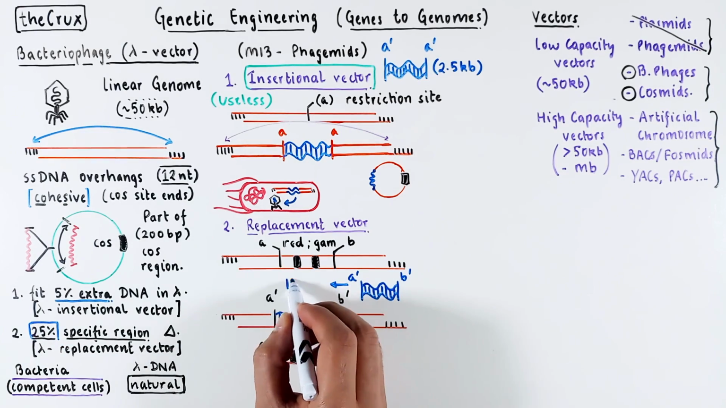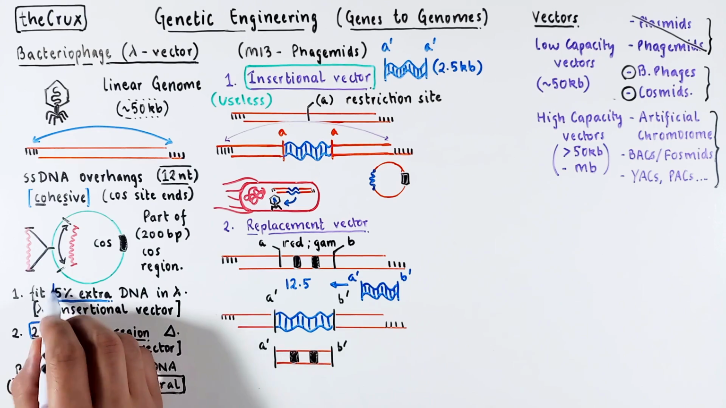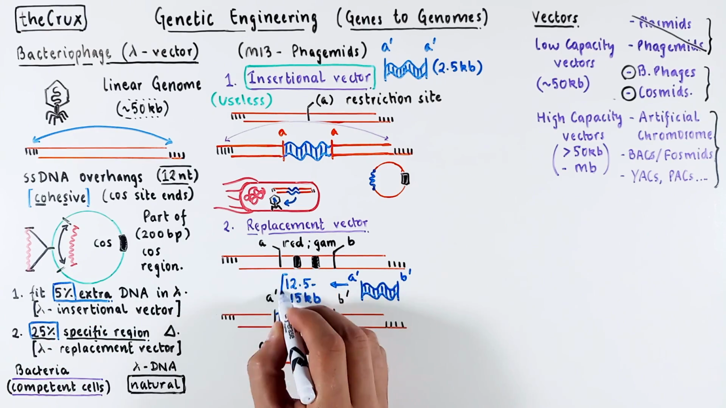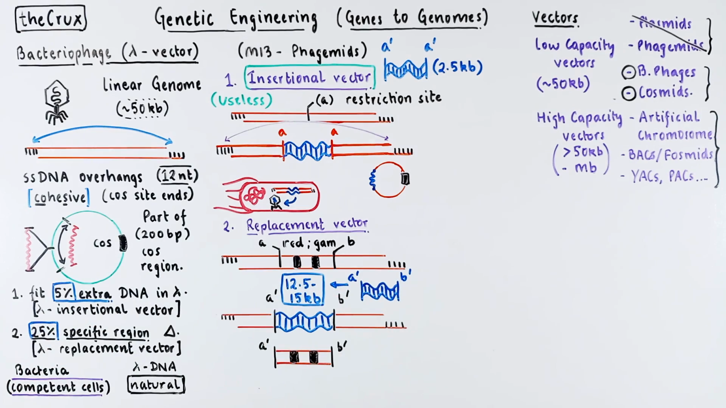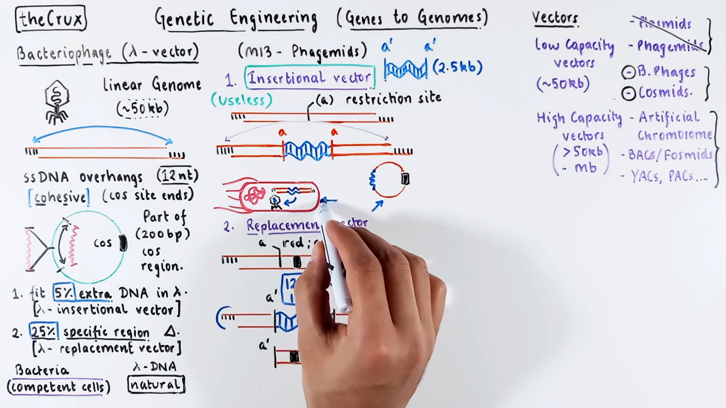Given that we can add another 5% to this entire mass, your DNA insert can be around 12.5 kb to 15 kb. The fragment that you remove and replace is called stuffer fragment, literally junk stuff. The end story of replacement vector is similar in that the ends can be connected together to form a full circle, which can be propagated into a bacteria through a viral infection.